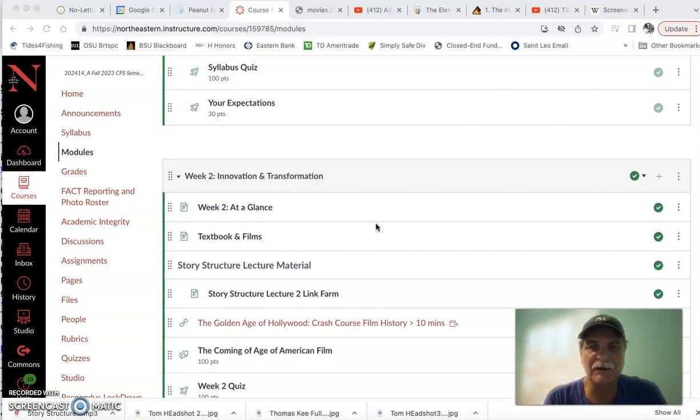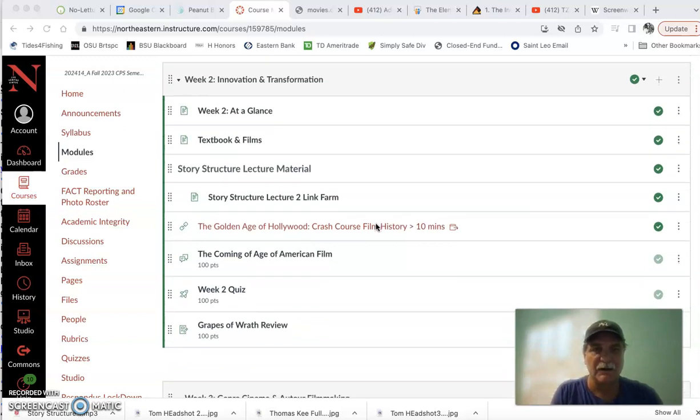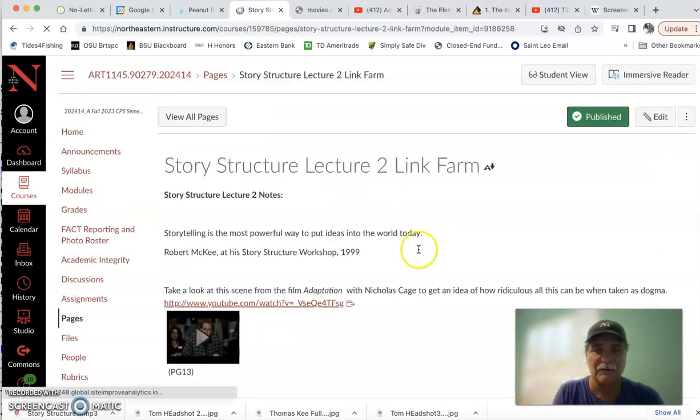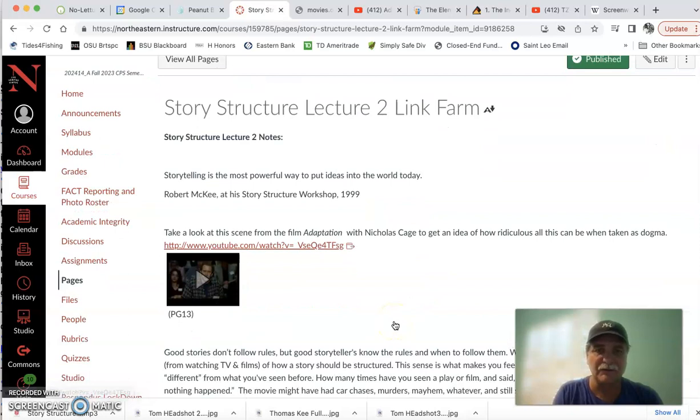His book Story is the book on narrative structure. He's done a couple of follow-up books, but Story is really the sort of biblical text of narrative structure in the movie business. So if you're looking at the course, we're here in week number 2, and you'll see a new button here for this, which is Story Structure 2 Lecture and Link Farm.